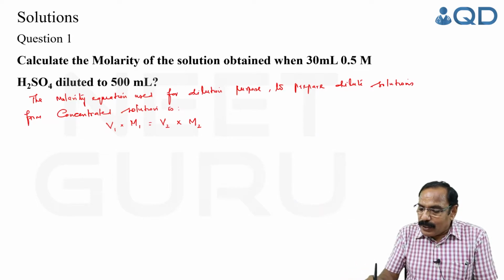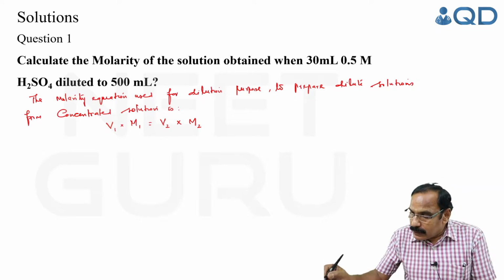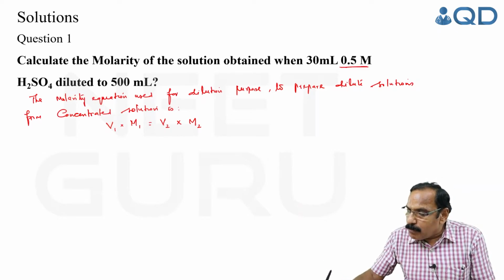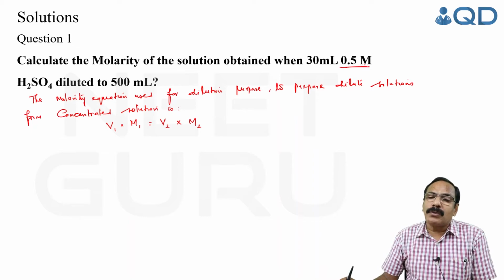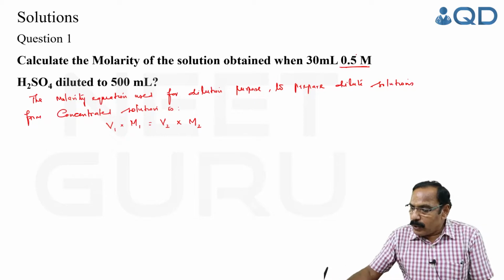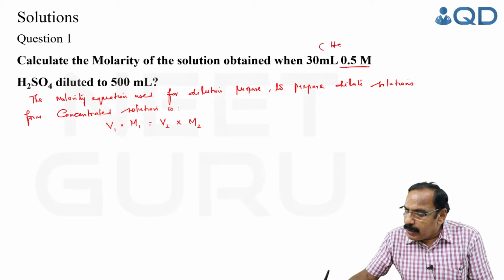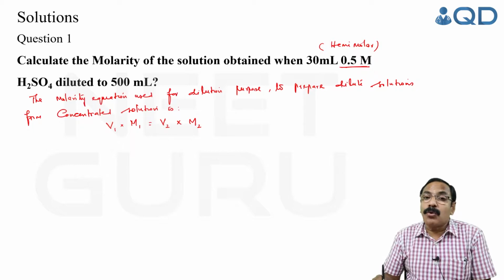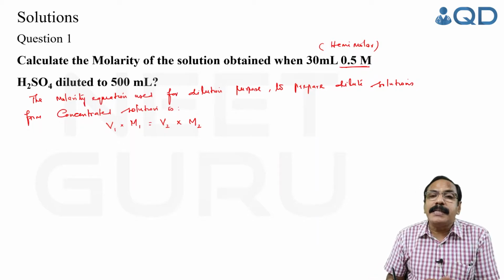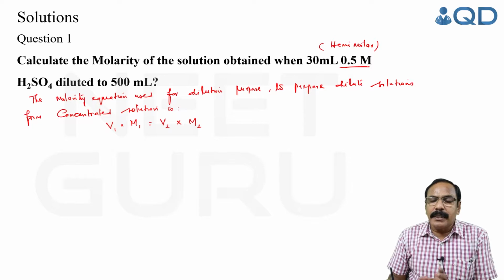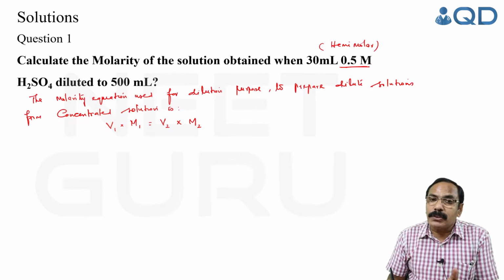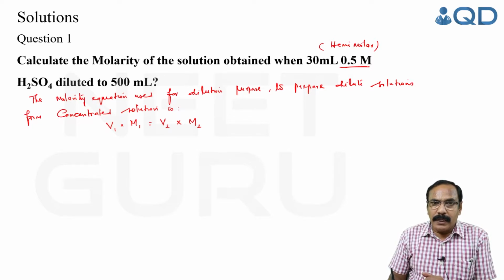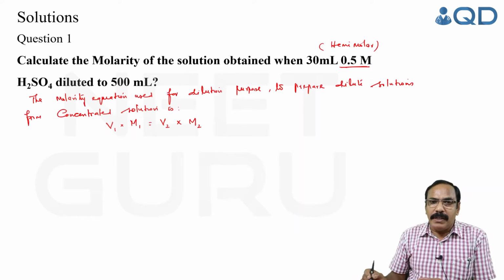So, calculate the molarity of the solution obtained when 30 ml of 0.5 molar solution is diluted. A 0.5 molar solution is called semi-molar or hemimolar. Sometimes in the question paper they may use such words, hemi or semi. 0.1 molar is called decimolar. Deci, 10 raised to minus 1. 10 raised to minus 2, centi. Okay, 0.5, it is semi or hemi.